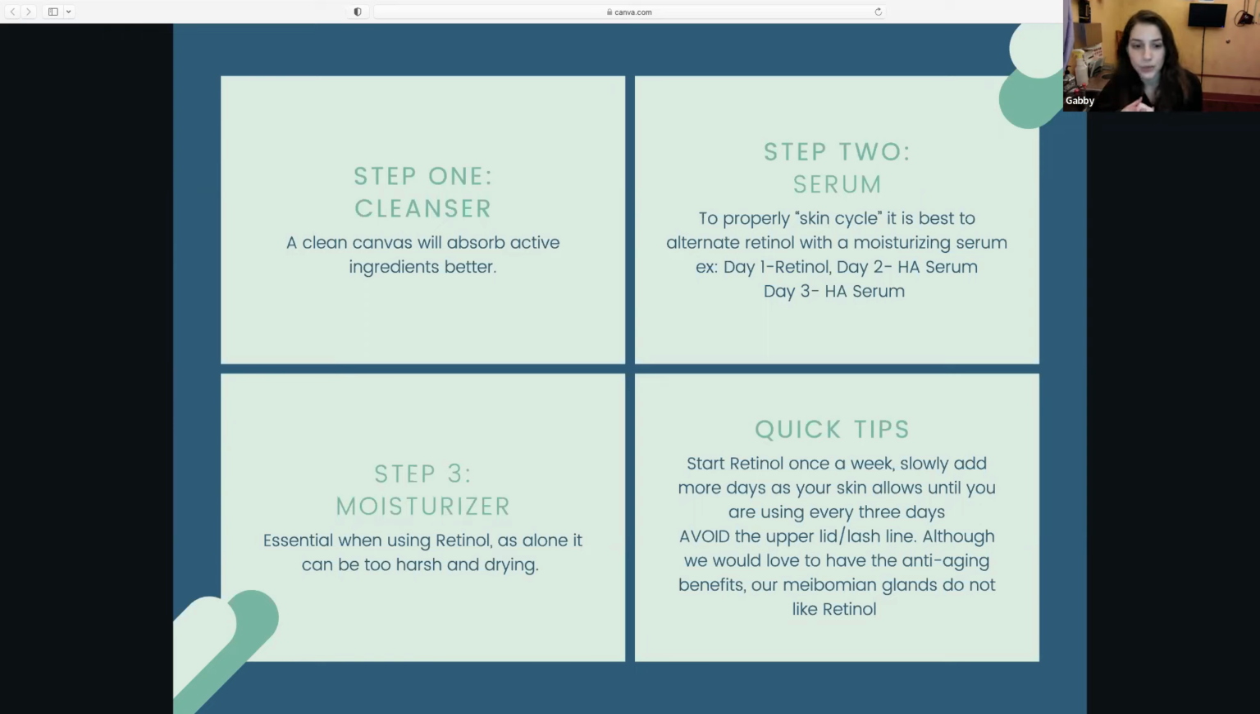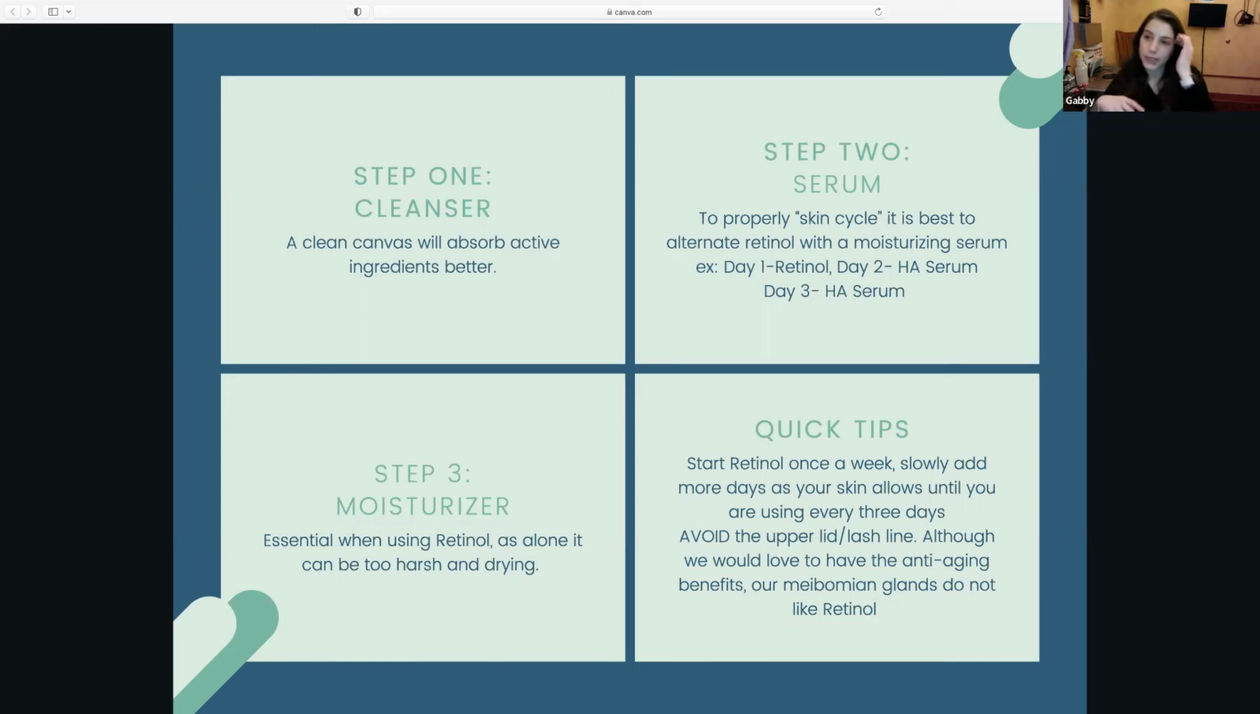Moisturizer is essential when using retinol because it can be a little bit harsh and drying. And really a good thing to keep in mind if you've never used retinol before, try it out once a week, slowly add it into your routine because it can be drying.